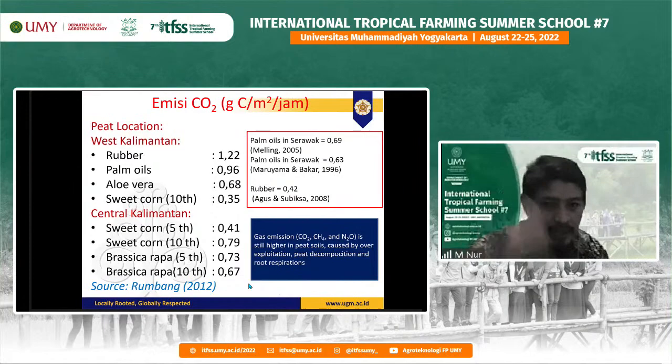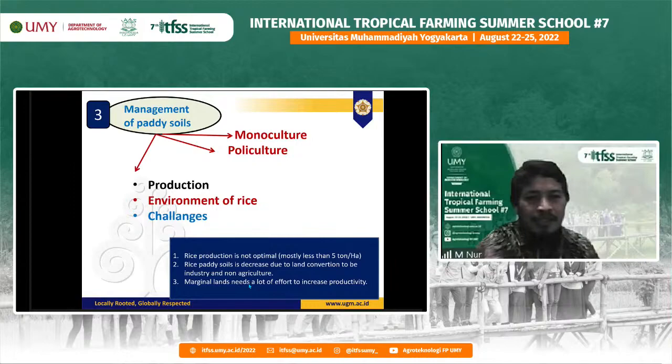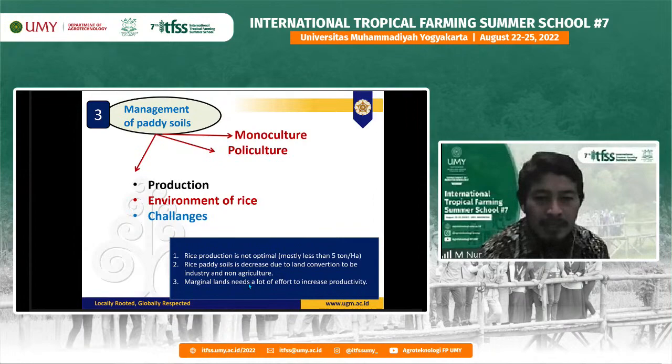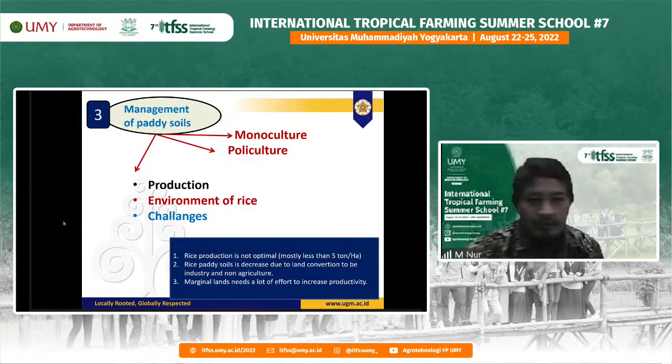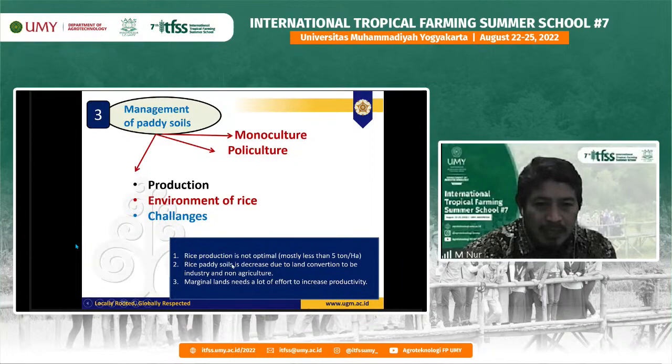Third one is paddy soil. This one is, I think, the main system in our country for flat or paddy area, monoculture and polyculture, and we also want to talk about production and environment of rice and also challenges. In our data, actually, rice production is not optimal, less than 5 ton per hectare. And rice paddy area decreases due to land conversion to industry and non-agriculture. Now it remains around 8 million hectares, I think. And also marginal land needs a lot of effort to increase productivity.